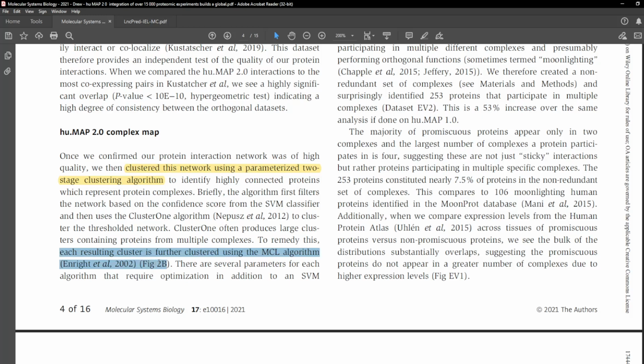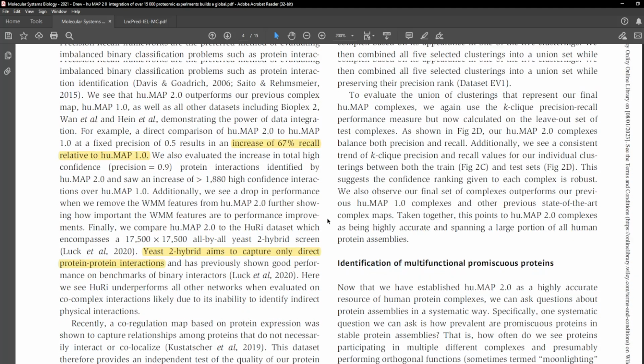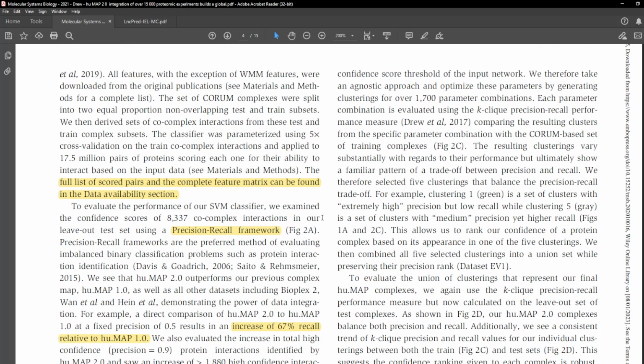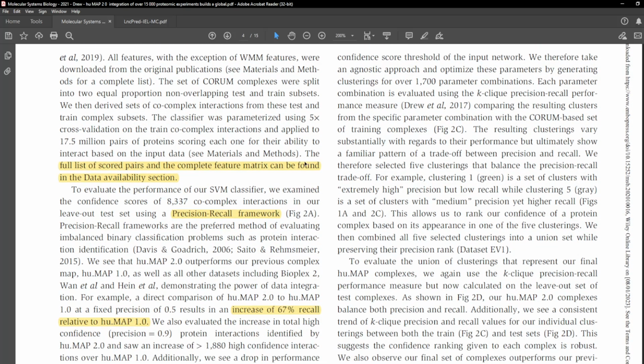There are several parameters for each algorithm that require optimization in addition to an SVM confidence score threshold of the input network. We therefore take an agnostic approach and optimize these parameters by generating clusterings for over 1,700 parameter combinations. Each parameter combination is evaluated using the K-clique precision recall performance measure, Drew et al., 2017, comparing the resulting clusters from the specific parameter combination with the quorum-based set of training complexes, Fig 2c.